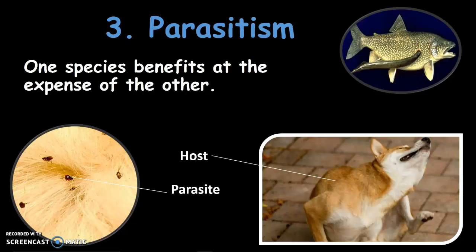And the host is going to be the dog, the one that suffers. So how does the flea benefit in this situation? Well, the flea is going to get a warm, comfy home and a fresh meal every single day. Now, the host, on the other hand, this dog, is going to be nuisanced by this. He's going to be itching and at a discomfort. So in parasitism, one species benefits and the other species suffers. In this case, the flea is benefiting and the dog is suffering.